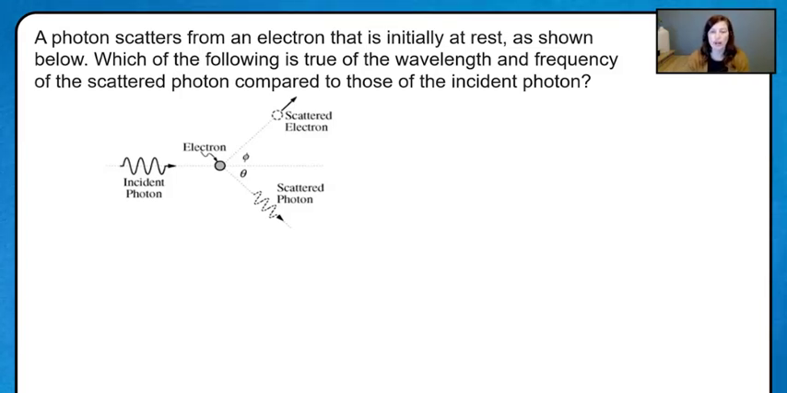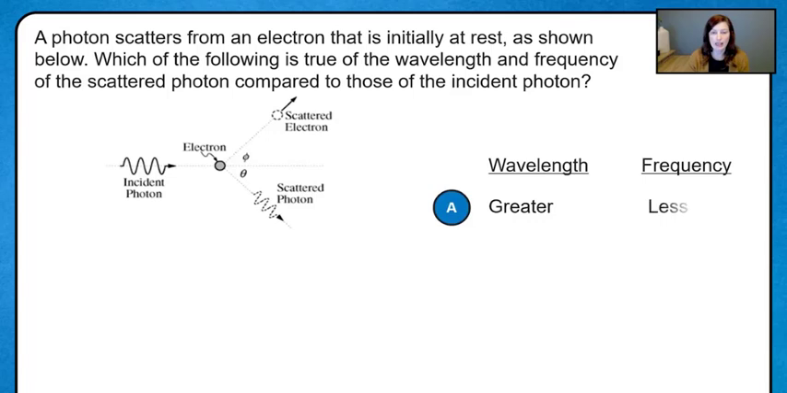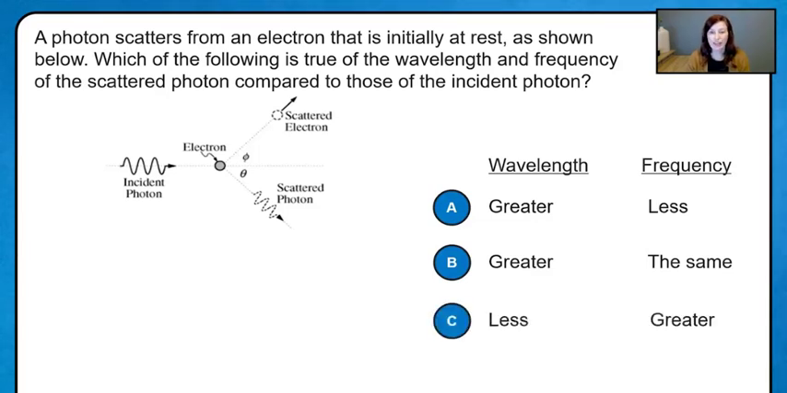So we have an incident photon that's about to collide with an electron, and we can see that the scattered electron kind of travels up and to the right, and the scattered photon is down and to the right. And so we need to figure out what we can say about the wavelength and the frequency of the scattered photon. So is it A, that the wavelength is greater and the frequency is less? B, that the wavelength is greater and the frequency is the same? C, that the wavelength is less and the frequency is greater?